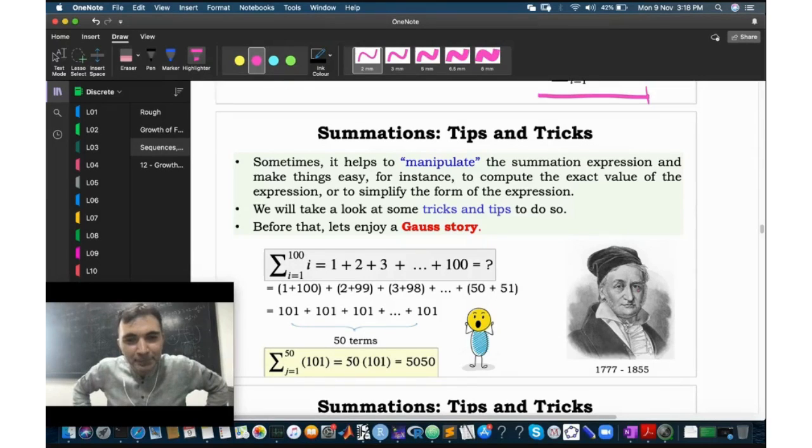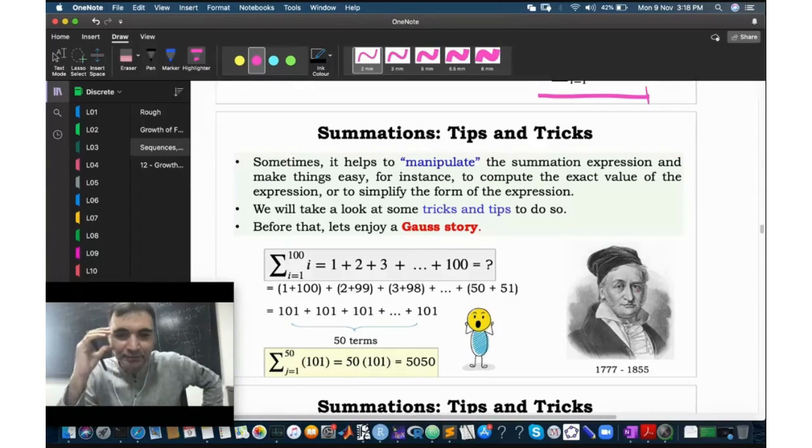Oh sir, I know this. Okay. So some people are saying they don't know, so let me. All right. Okay, great. Then you know it. I'm not going to go into this. If you don't, just search for the Gauss story and how to sum the first 100 numbers.